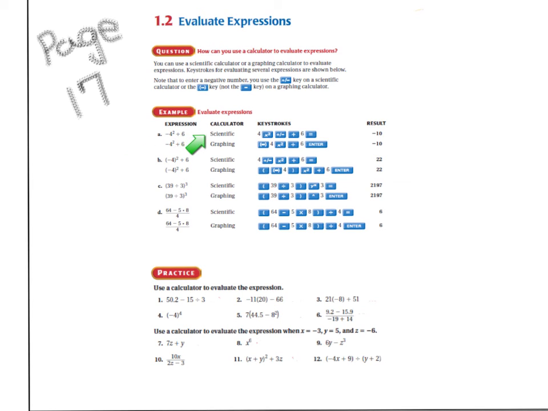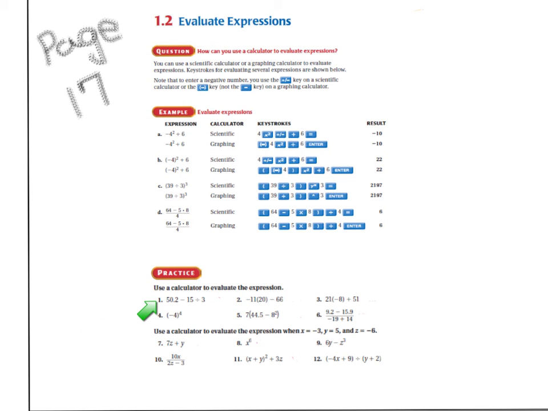If you have a scientific calculator like a TI-30, this tells you the keystrokes you would use to get the right answer out of something like this. If you had a graphing calculator, these are the strokes you would use, or the buttons you would push, in order to get the right answer. So go through and try A, B, C, and D and make sure that you're getting these answers out of your calculator. And then you can go ahead and do the practice problems and maybe compare your answers with a neighbor and make sure that you're getting the same thing.